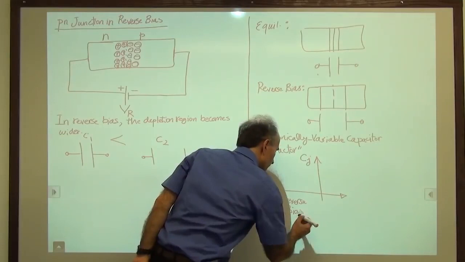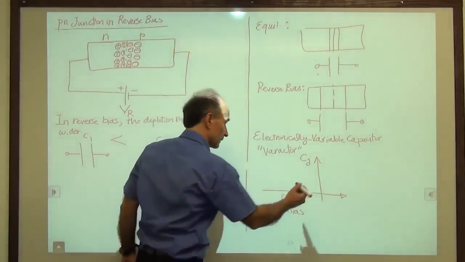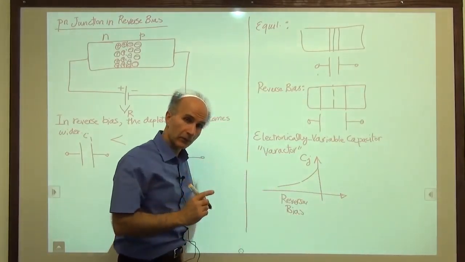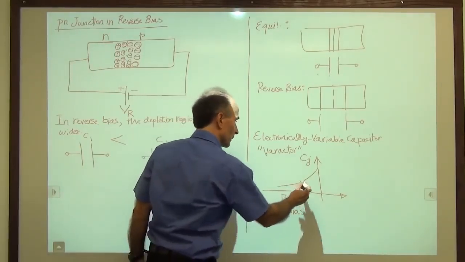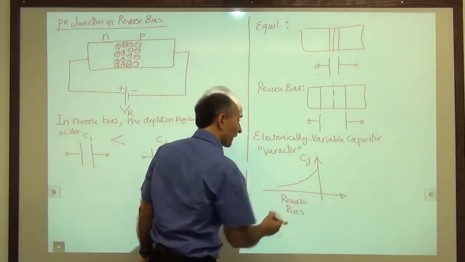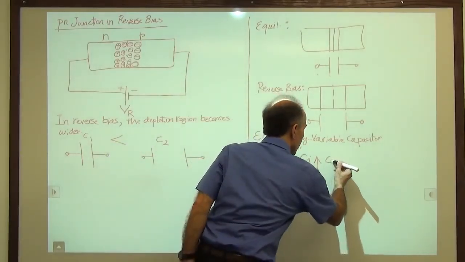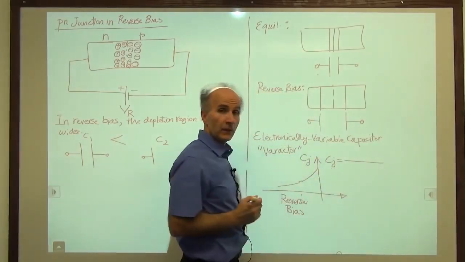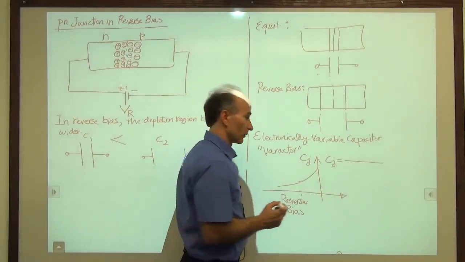And as long as we are in reverse bias and the absolute value of the reverse bias voltage increases, this is what we get. Okay, so this is what we get. And in fact, there's an expression for this capacitance. It goes like this: Cj is equal to something in the numerator, which is called Cj0.